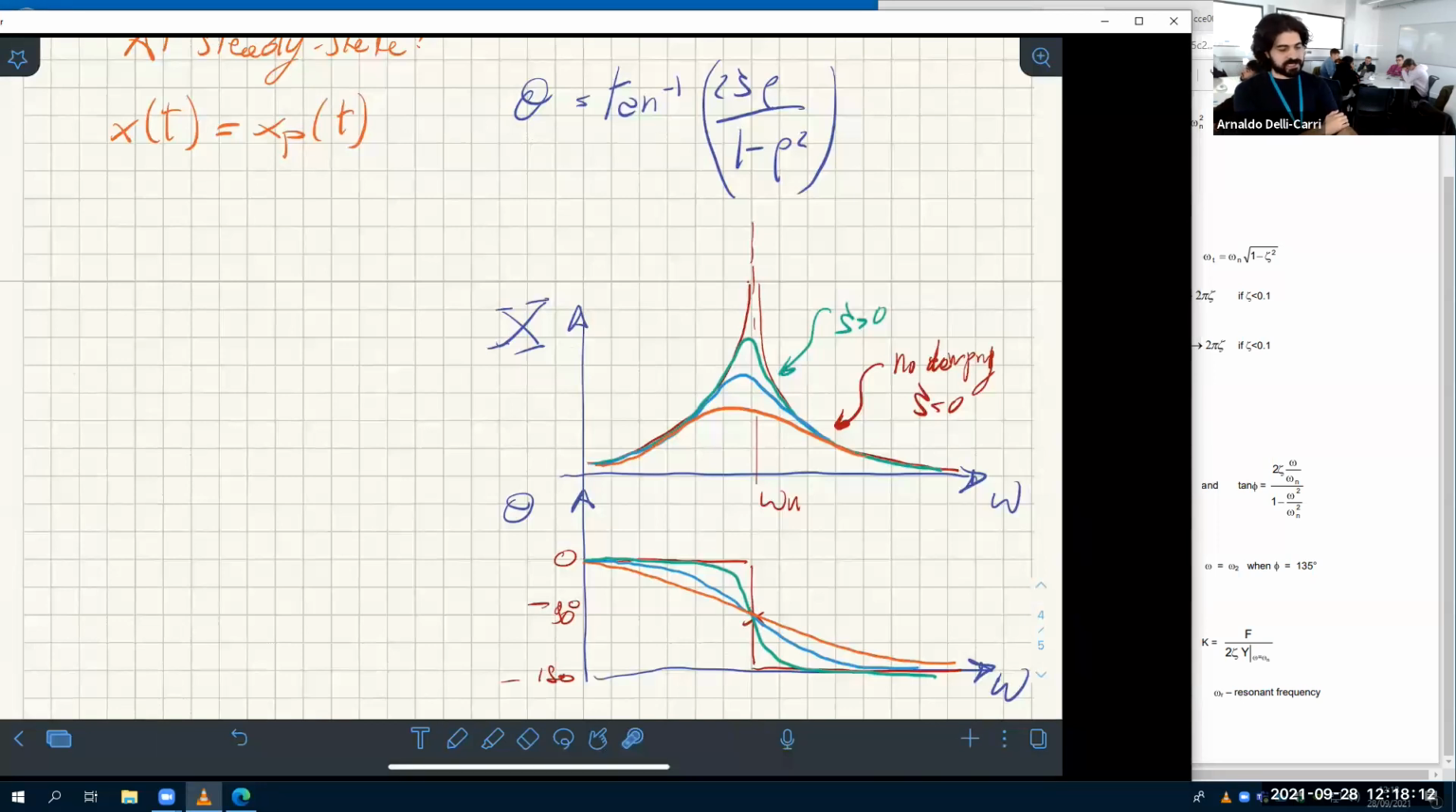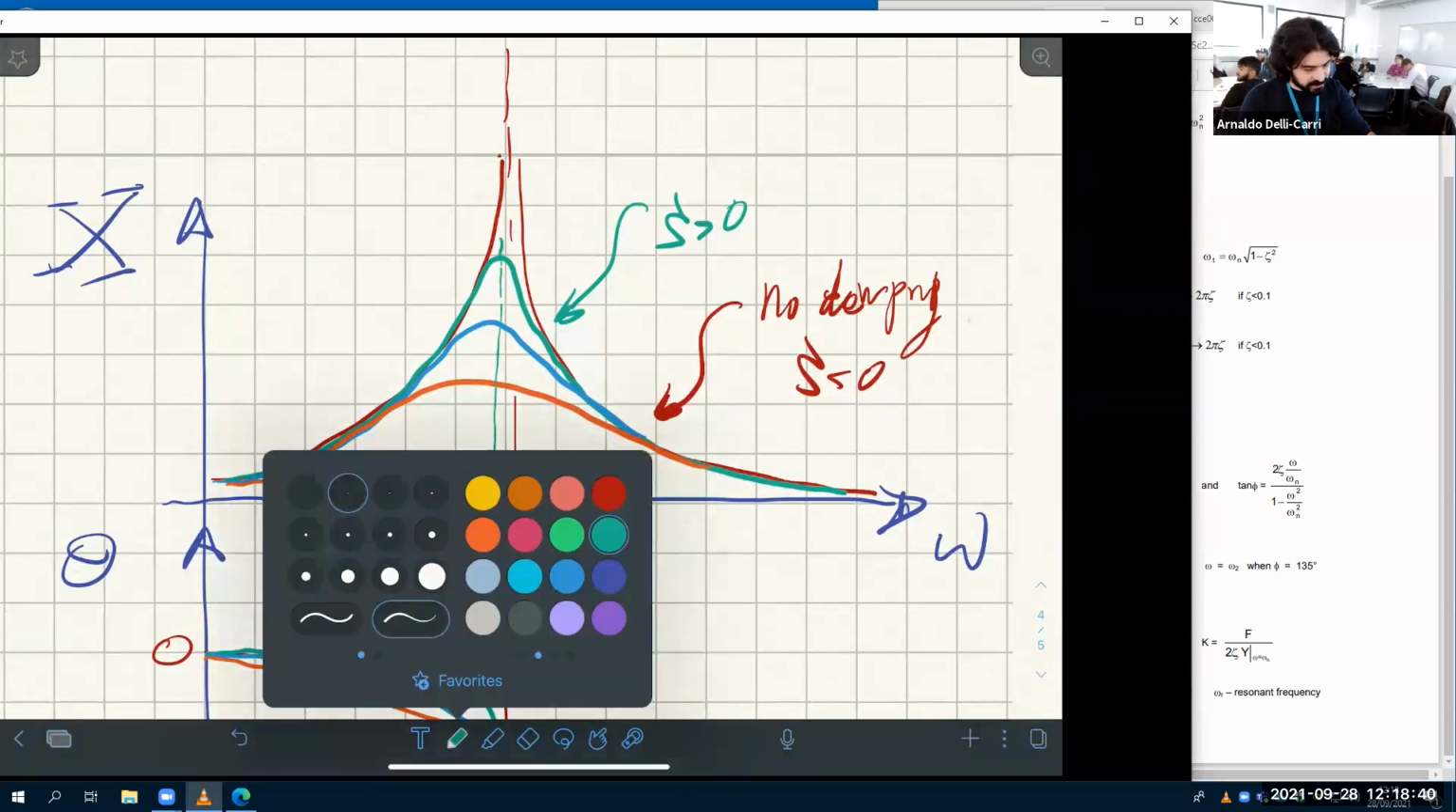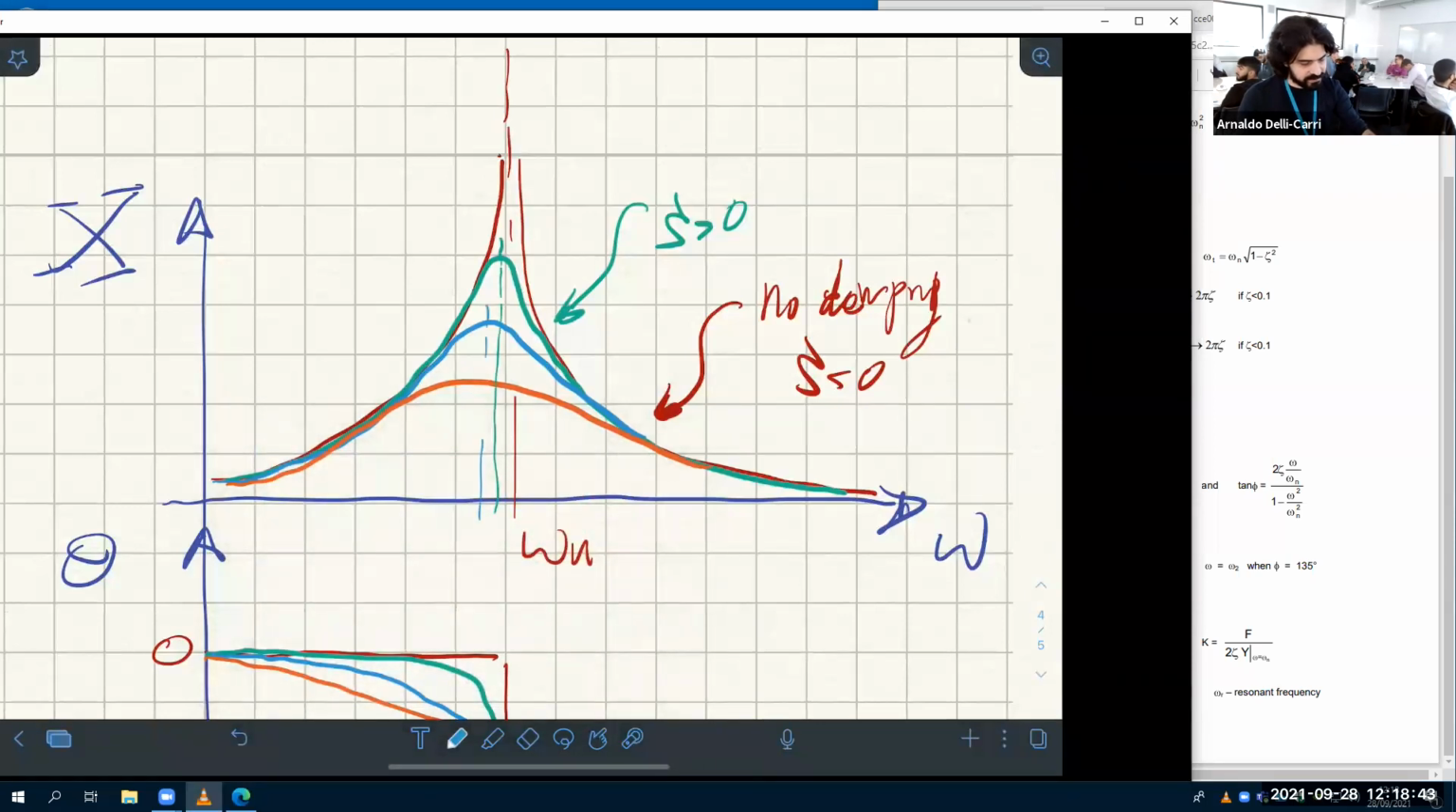And now a question, looking at this plot. If you have damping, is the largest amplitude associated with the natural frequency or not? What do you think? It's not. It's not, because see, I did this on purpose. Look at this. If I increase damping, the largest amplitude goes down and down. Okay? They coincide only if there is no damping.